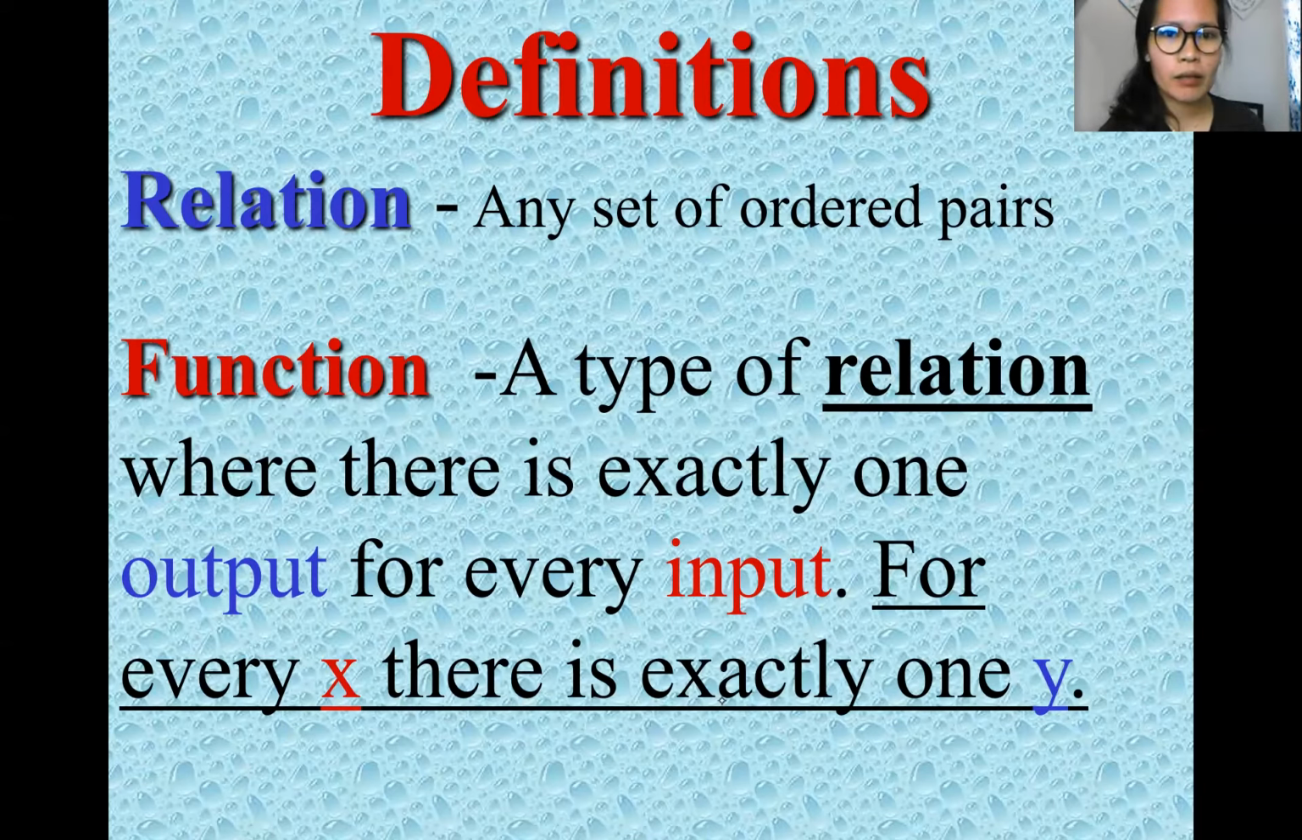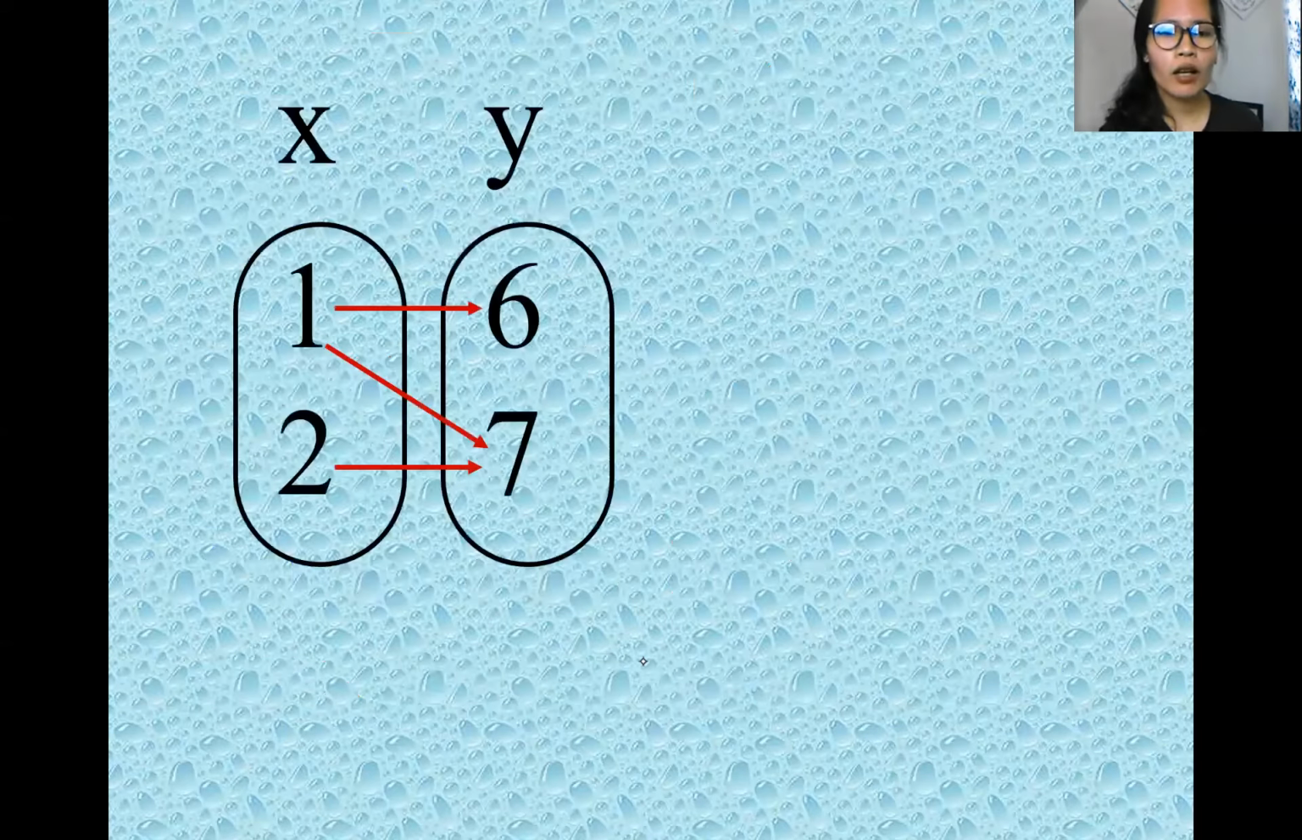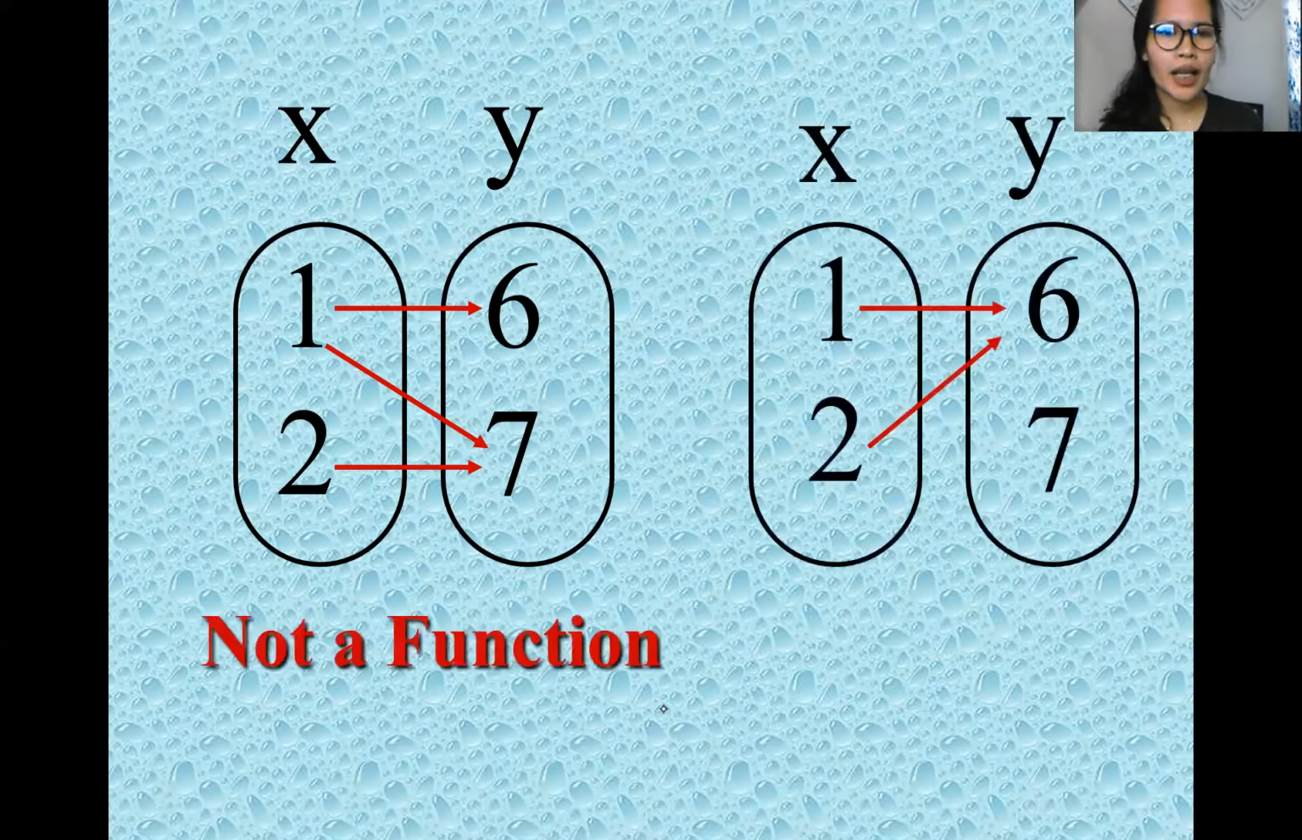So, that's it. For example, we have the values for x: 1, 2. We have the values for y: 6 and 7. The ordered pairs are (1, 6), (1, 7), (2, 7). So is this a function or not? No, this is not a function because nagbalik-balik ang value for x, which is 1.